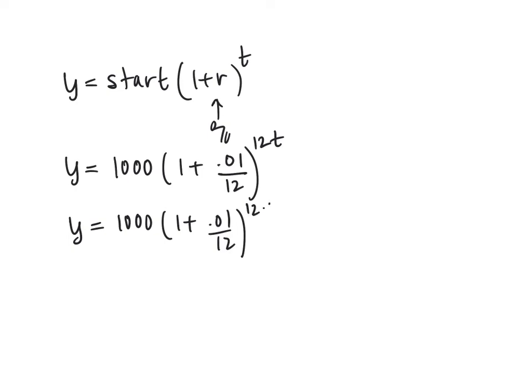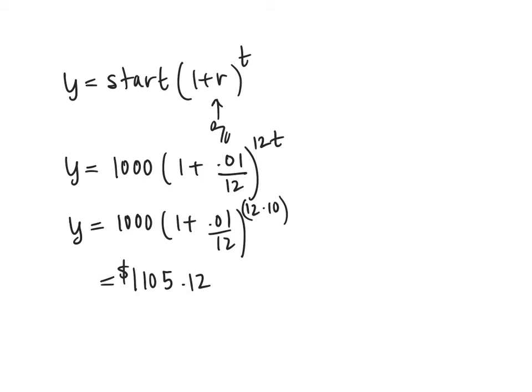So that'll be the power of 12 times 10, which, by the way, if you punch that in the calculator, you'll need 12 times 10 in parentheses. Or how about you make it 120 first? This would be 1,000 times 1 plus 0.01 divided by 12. I punch it in exactly like that, to the power of 120. And you would have, after 10 years, 120 months, $1,105.12 to the nearest penny. 1% doesn't give you very much.